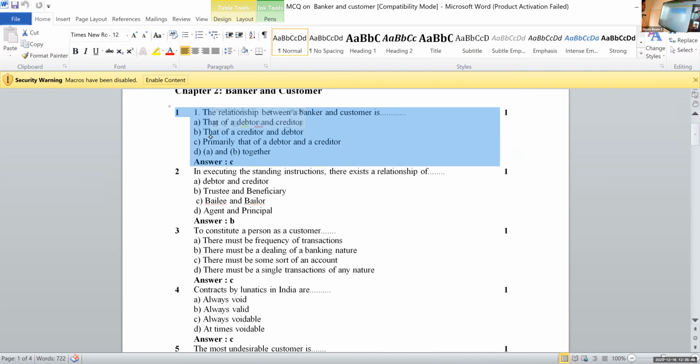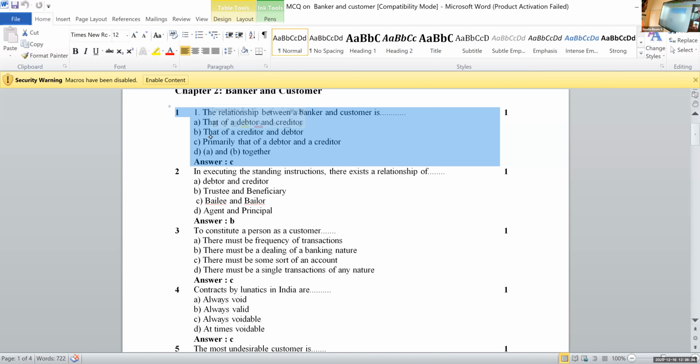Next, in executing the standing instruction, there exists a relationship of trustee and beneficiary. The trustee is the person who does the services for the benefit of others. Executing a standing instruction means that according to the instruction of a person, someone is doing a service: the trustee, and the beneficiary.